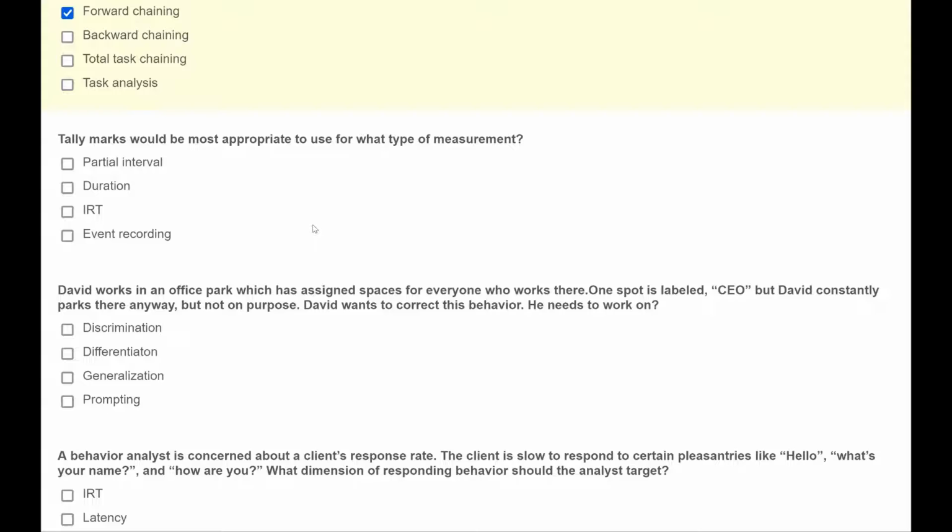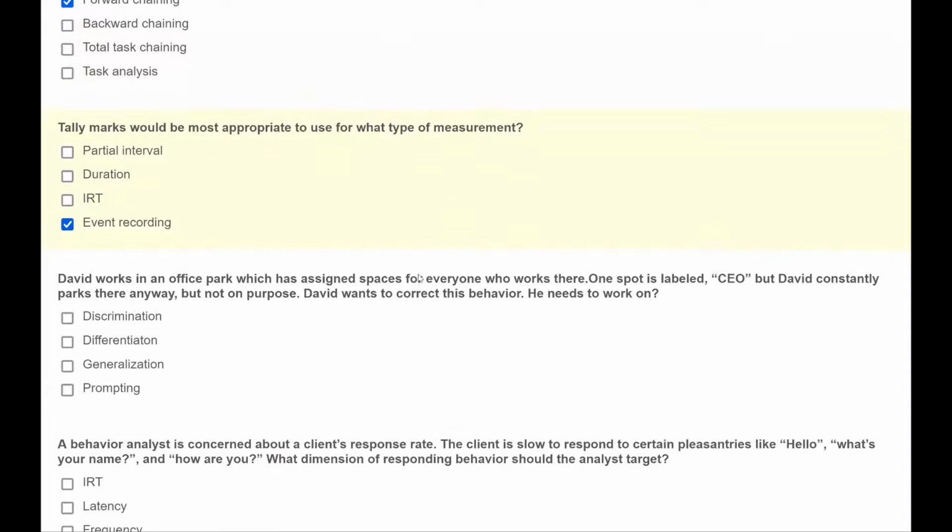Event recording. Event recording is literally, by Cooper definition, using tally marks, right, to record events. So something happens, whatever we're measuring, boom, tally mark. And it's cumulative. So we're going to see how often it occurs. Partial interval is fine. Event recording is just significantly better for using tally marks.